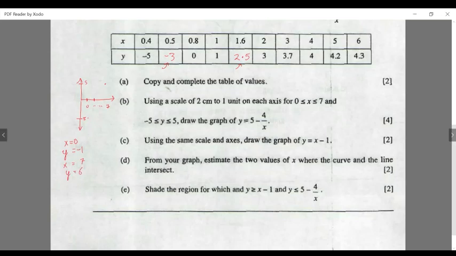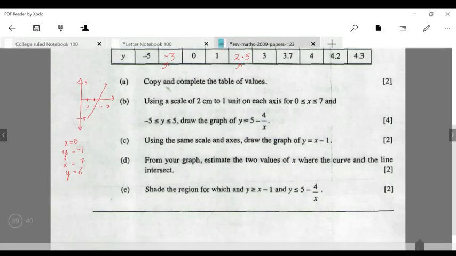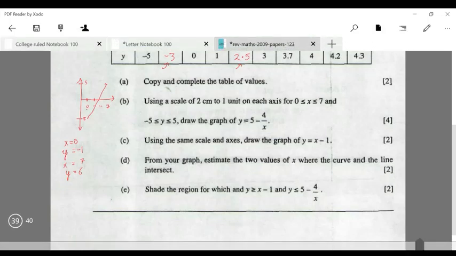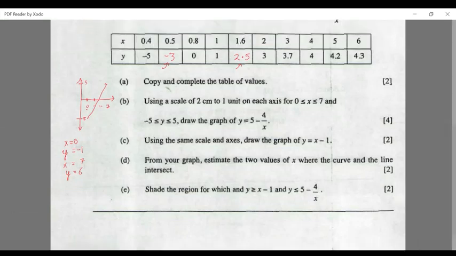So all you need to do is locate, if this is my first line, my second line is going to be 0, negative 1, and then 7, 6. So it might look something like this. Now, these lines probably do intersect, but my drawing's bad, so I'll also show you a hack for how to estimate the two values of x when the curve and the line intersect.